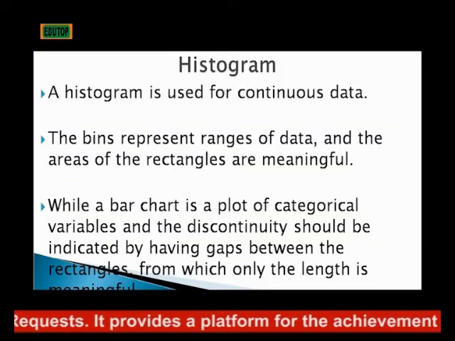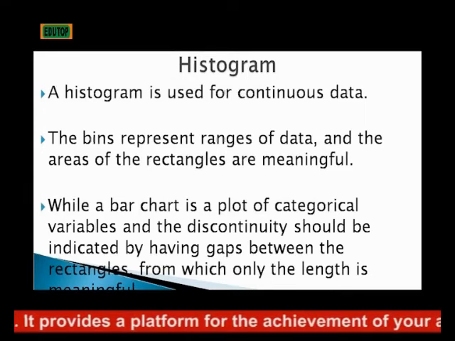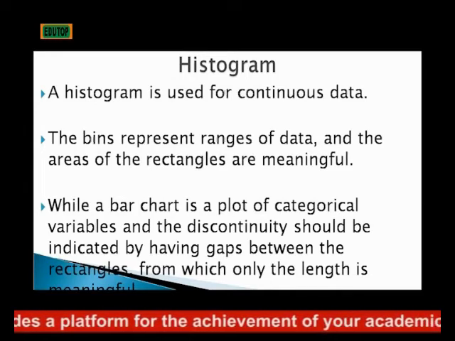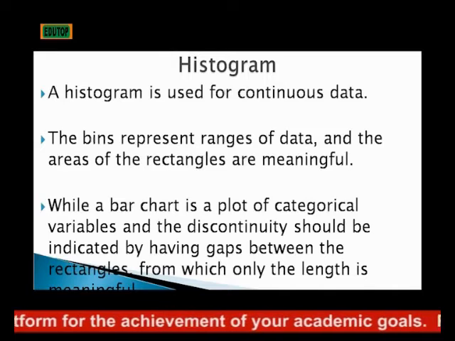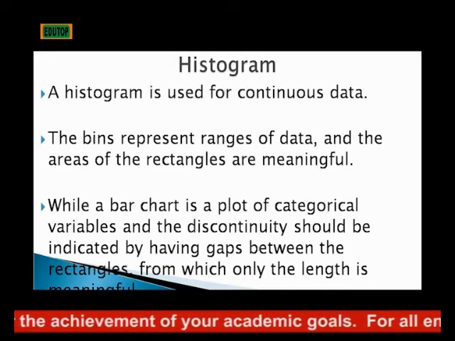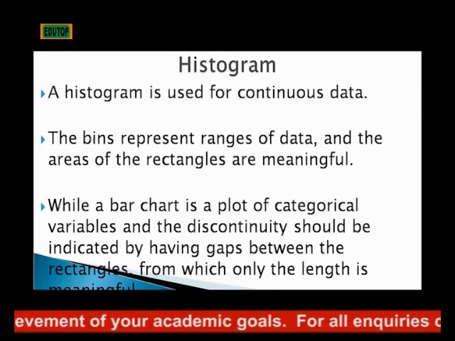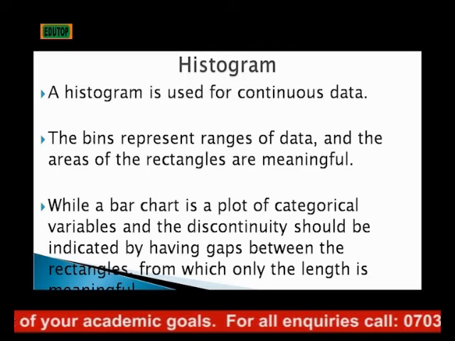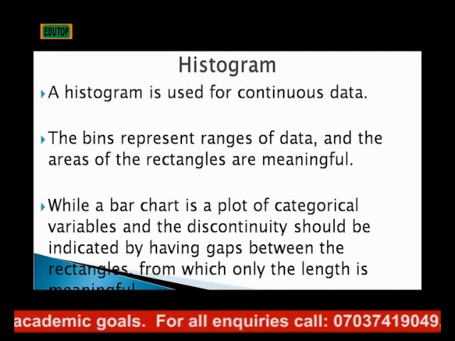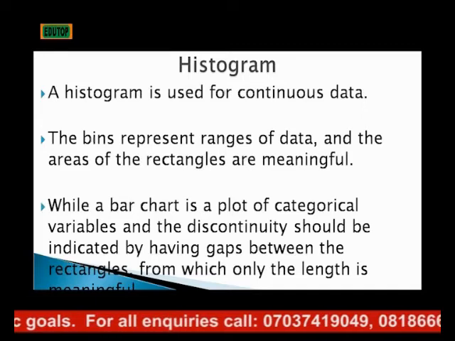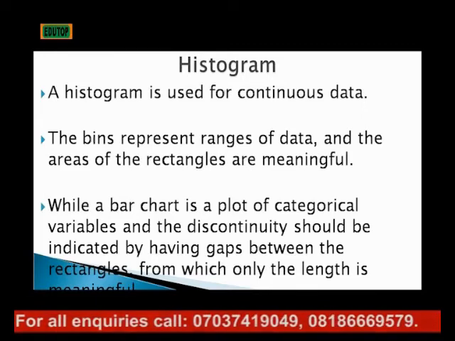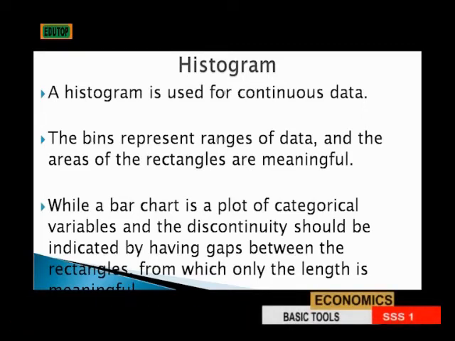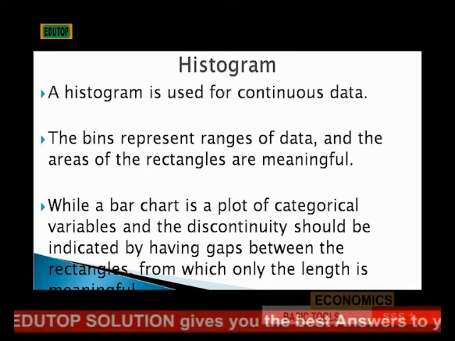Then we have the histogram. A histogram is used for continuous data. The bins represent ranges of data, and the areas of the rectangles are meaningful. While a bar chart is a plot of a categorical variable, and discontinuity should be indicated by having gaps between the rectangles, from which only the length is meaningful.